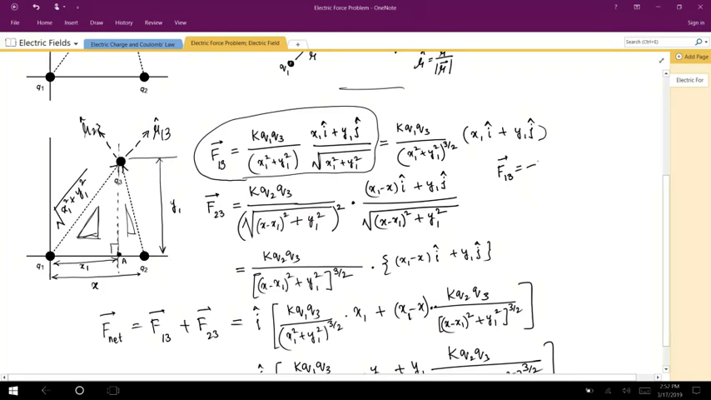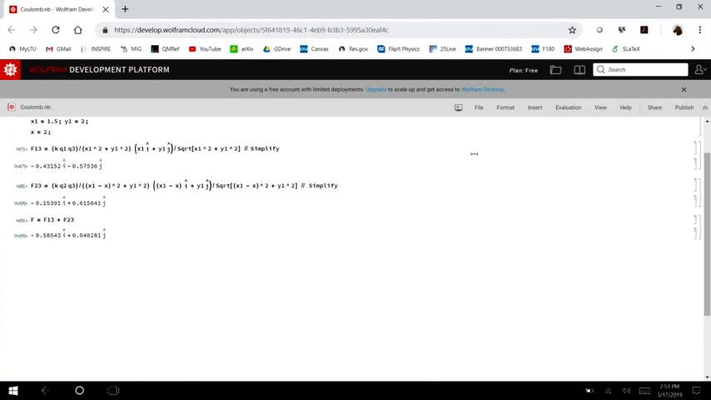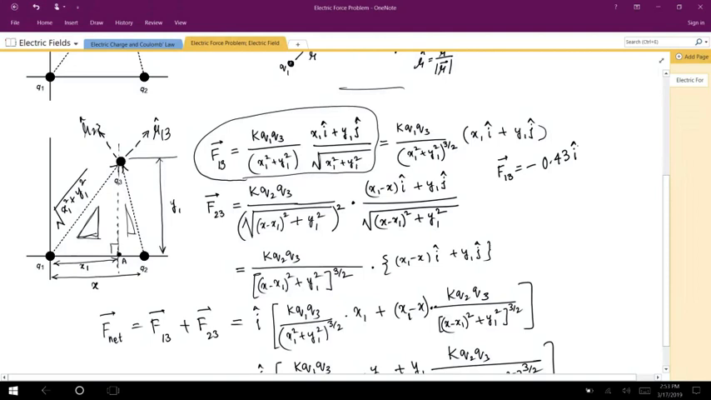is equal to negative, let's see, what was it? Negative 0.43. And I'm not going to bother about significant figures. I'm just going to keep the first two digits rounded up. So negative 0.43, negative 0.58. So we have F13 is negative 0.43 i hat, negative 0.58 j hat, and then we should write the units. This is in newtons.